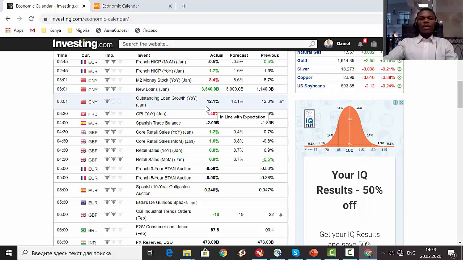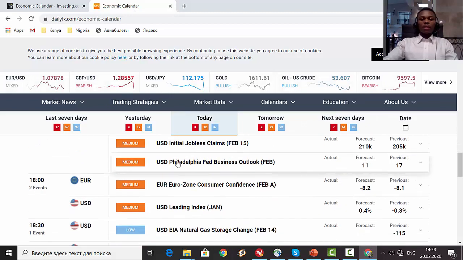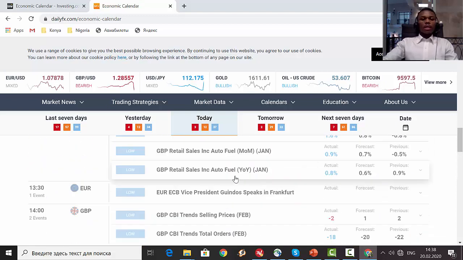You can also find an economic calendar, for example, on dailyfx.com. They also have this calendar where you see figures and actual information. All this can help you.